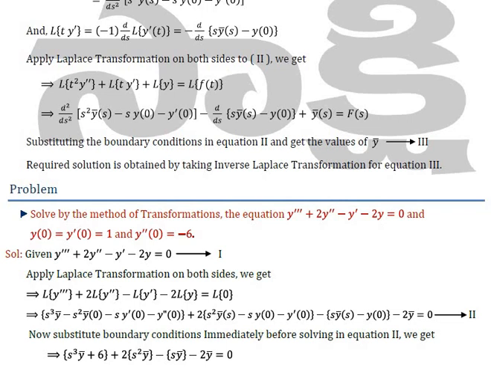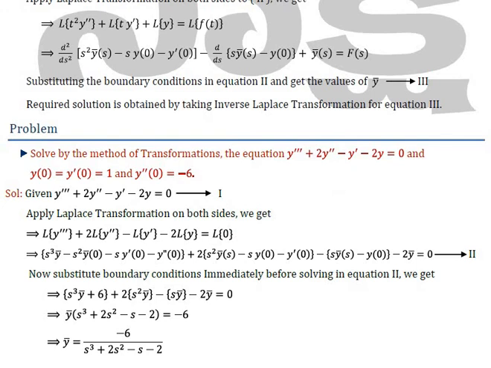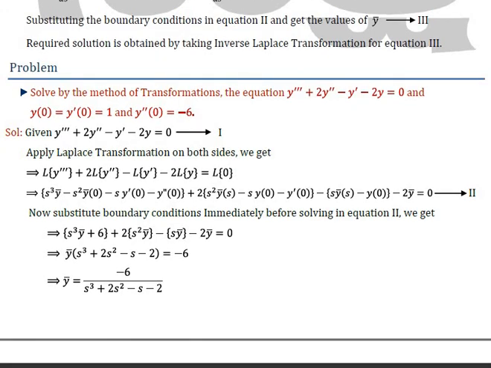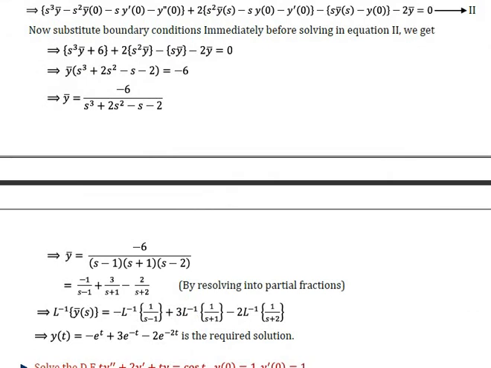Now we have to substitute the boundary conditions immediately before solving equation 2. We will get y bar of s equal to minus 6 by s cubed plus 2s squared minus s minus 2. So y bar equals, if you resolve the denominator into partial fractions, minus 6 by (s minus 1)(s plus 1)(s minus 2). Now by resolving into partial fractions, what will you have? Minus 1 by s minus 1 plus 3 by s plus 1 minus 2 by s minus 2.